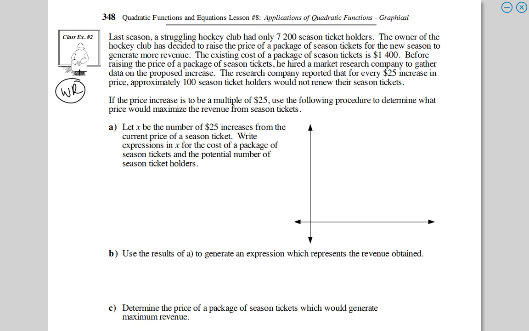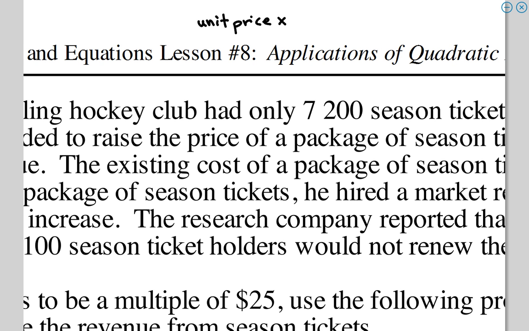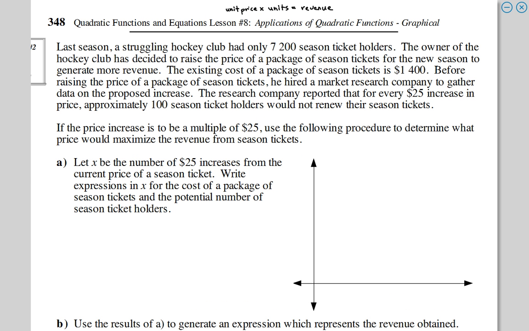So just some basic economics. Unit price times units equals revenue, obviously. It's like selling lemonade, right? If you sell 30 cups of lemonade and each cup is worth 25 cents, how much revenue are you bringing in to your company? It's just however many units times the unit price. That's what you're looking for here. So in this case, the existing cost of a package is $1,400. So this is your unit cost.